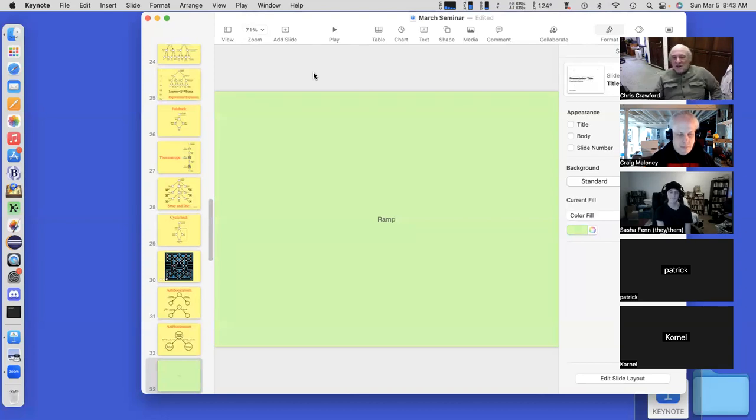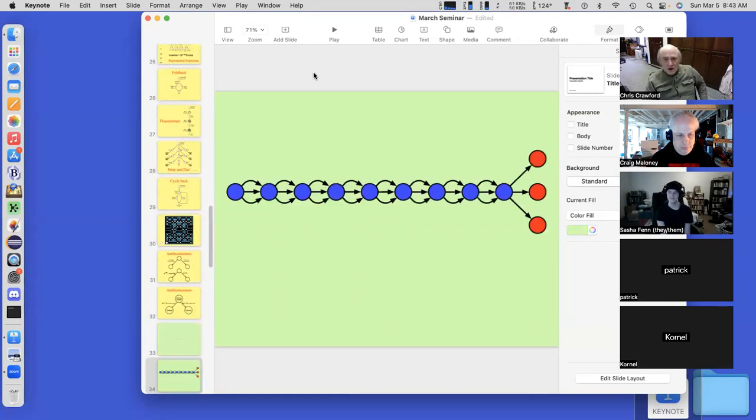Okay, now let me talk about ramp structures as opposed to tree structures. Ramp is my term for the architecture I used in Le Morte d'Arthur. This is a simplified schematic version of that architecture. Basically, it's a linear story with 3 endings.